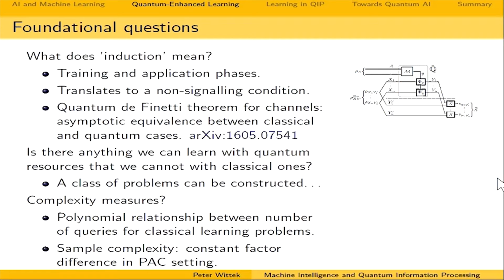But there are lots of things missing. We don't have complexity measures for the quantum case. We don't get these nice guarantees on generalization performance as we do in the classical setting. So these are all open questions, and these are difficult questions.